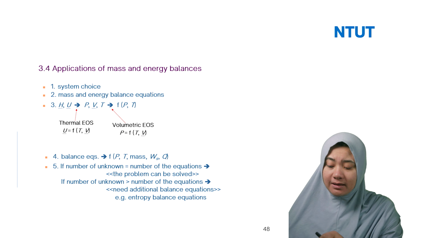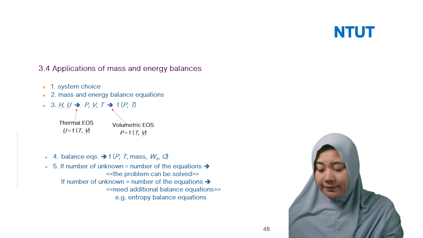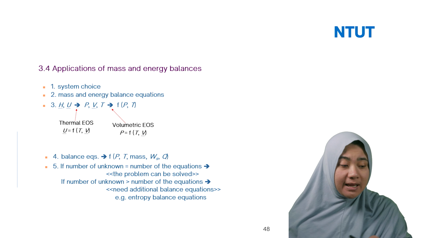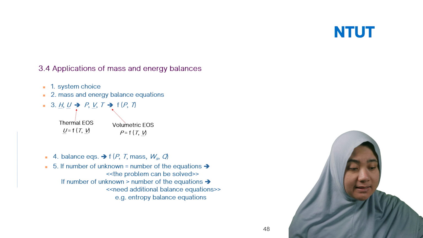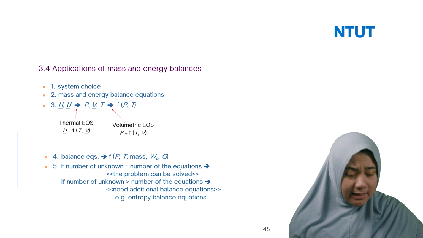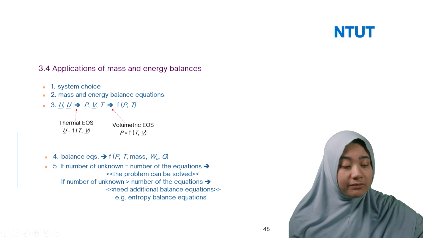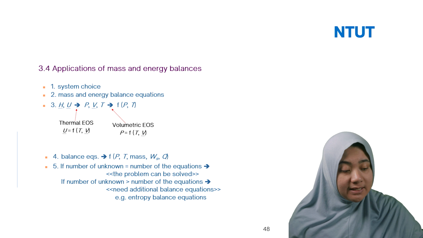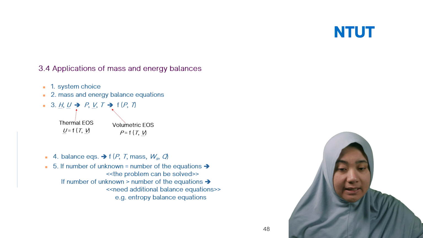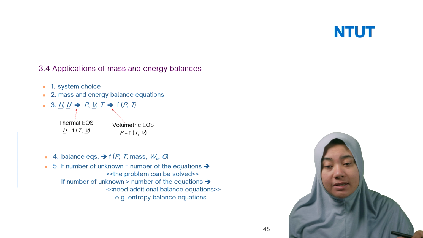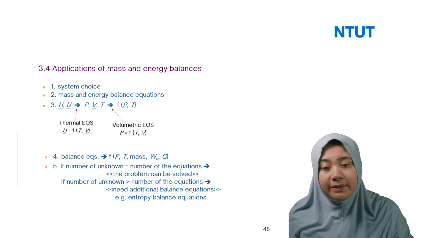Because you need to know about the system, which kind of system you choose, and then how about the mass balance? Is the mass and energy balance correct or not? Because we need to double check the calculation in and out. And then after that, we need to know about the enthalpy H and the internal energy U.